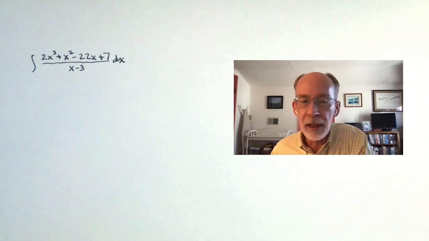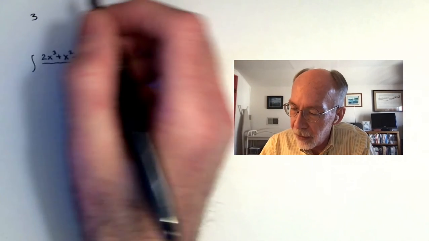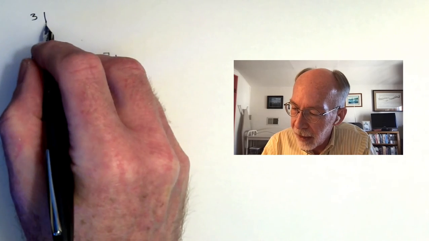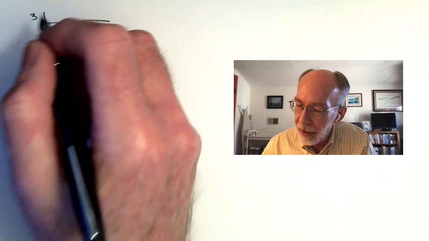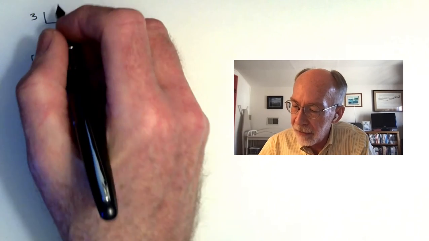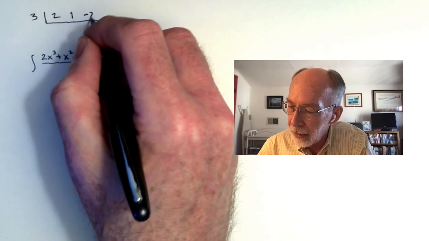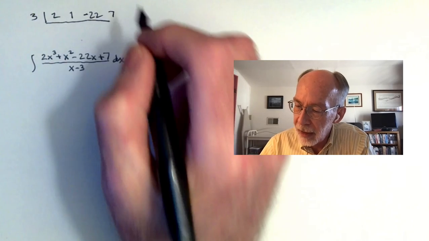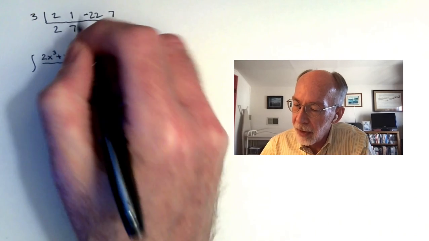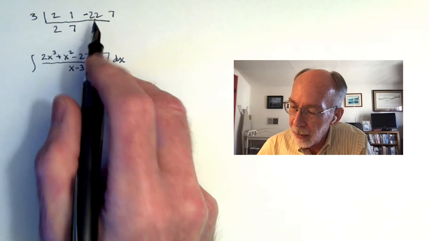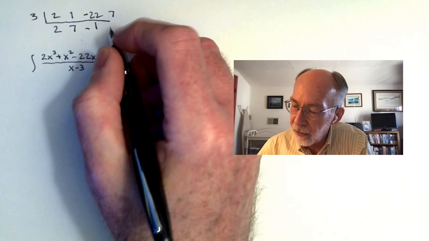So I'm going to do the division synthetically. One hopes that if you are watching a calculus video on integration, this is a technique that you've seen before. So I have the 3 from the x minus 3, and then I have the coefficients in the numerator, the 2, the 1, the negative 22, and the 7. Bring down the 2. 3 times 2 is 6 plus 1 is 7. 3 times 7 is 21, minus 22 is negative 1. 3 times negative 1 is negative 3, plus 7 is 4.